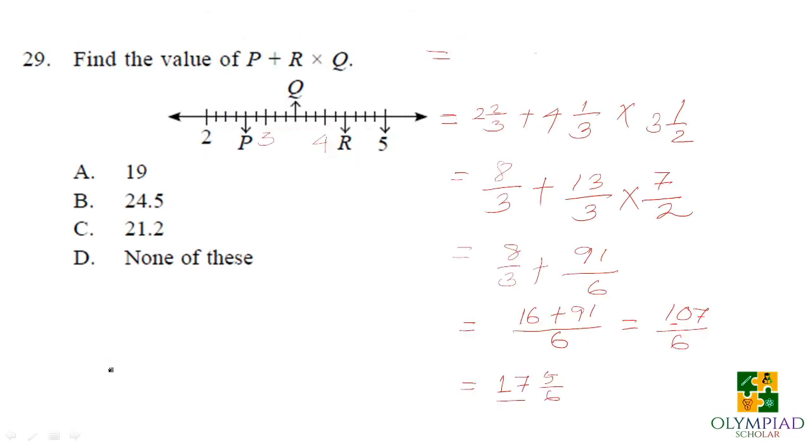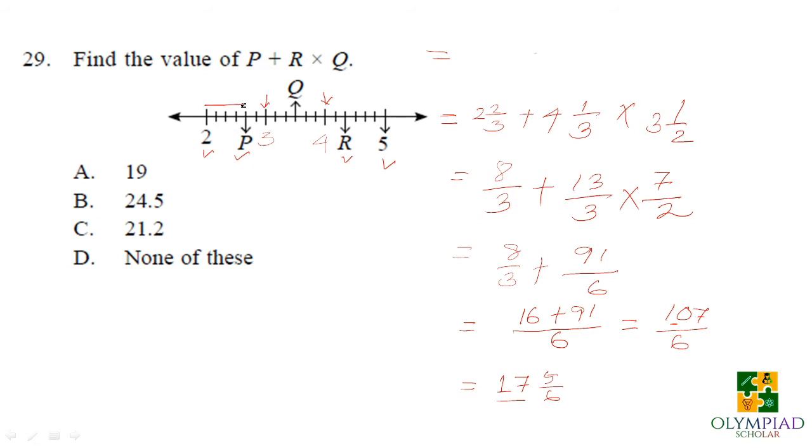So okay, let us check this question. We have to find the value of P plus R into Q. Okay, so here it is written like 2, it is written like 5 and 2. So this point will be 3 and this point will be like 4. So in this way you have to find the P, Q, R like this. Okay, so let us try to find out.